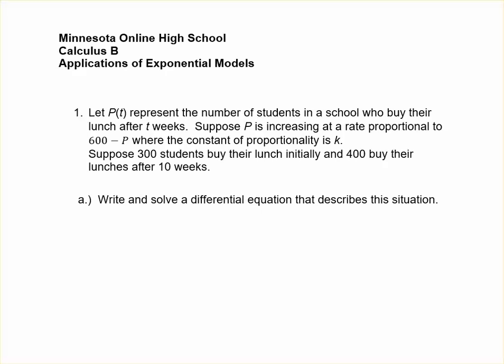worksheet. Number 1, let P of t represent the number of students in a school who buy their lunch after t weeks. Suppose P is increasing at a rate proportional to 600 minus P, where the constant of proportionality is K. Suppose 300 students buy their lunch initially and 400 buy their lunches after 10 weeks. A. Write and solve a differential equation that describes this situation.